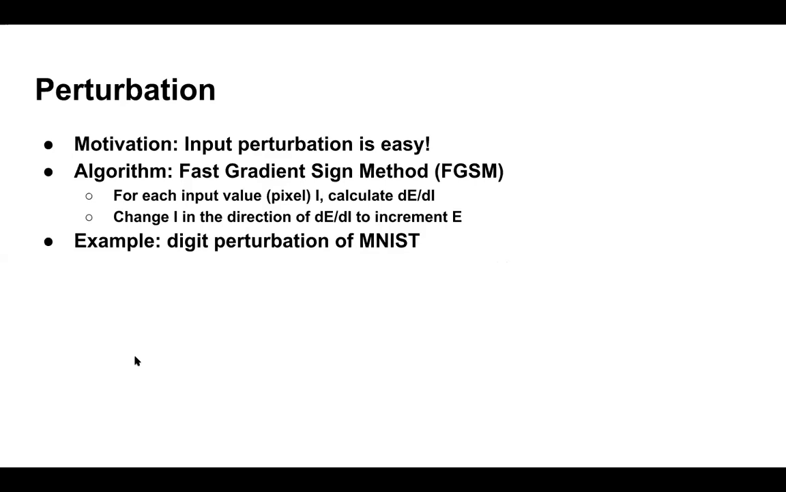So let me detour before I go into what GANs are. Let me tell you one of the motivations behind GAN, the generative adversarial network. This is how easy it is to corrupt the input data in order to screw up your neural network. Of course, the motivation here is to tell you that input perturbation is actually easy. So let me describe how we are going to do it.